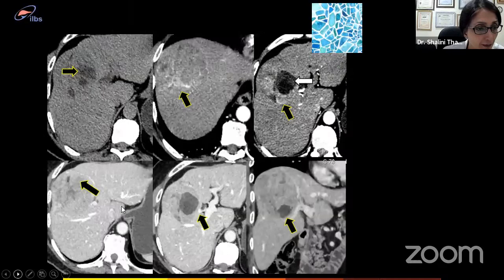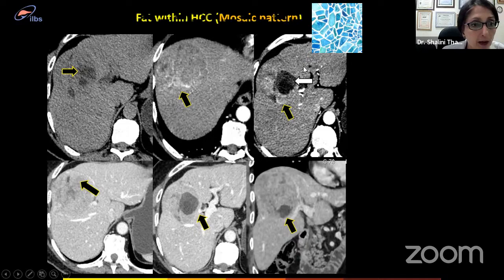Let's look at this lesion. Look at this mass here. There is an exophytic component of the mass lesion. There is arterial phase enhancement, and then there is washout in this area. But what I'm truly trying to show you in this lesion is the pattern of this lesion here, which is a mosaic pattern.